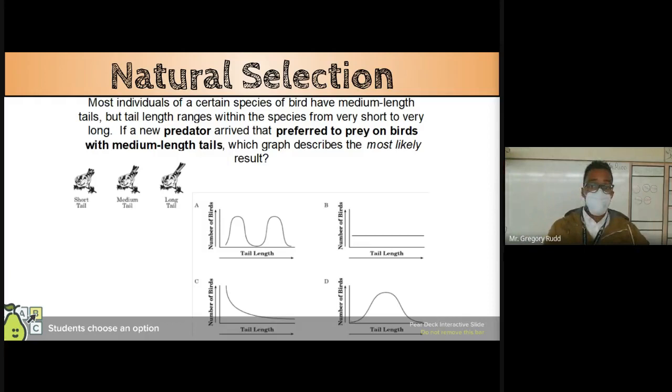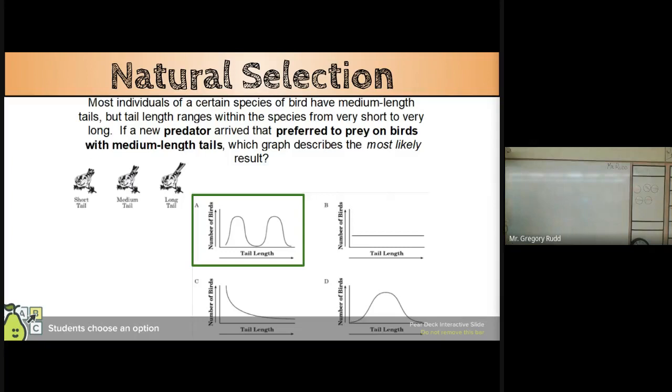So birds that have short tails, they survive. And the birds that have the long tails, they survive. So which graph kind of looks like that? And the ones with the medium length tails, they do not survive. Which graph depicts that the best? Yeah, I think I heard somebody say it. A, right? You don't see that many birds with medium length tails. Birds with short tails start to do well. They're not being preyed upon. The same thing with the long tails as well. So, A is the graph that depicts what would happen here. Most likely.